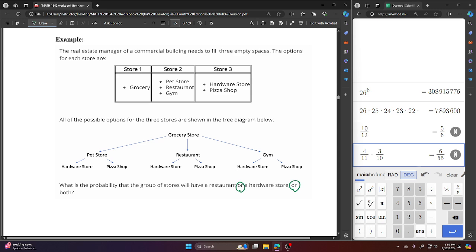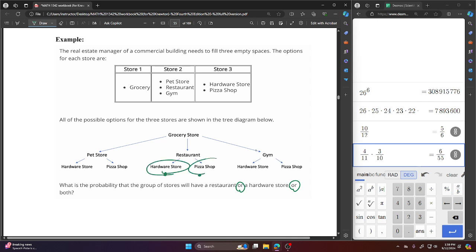Right? So, yeah, we're going to be adding, exactly. So let's understand how this will work. I got restaurant or a hardware store or both. So I'm going to look for anything that has a hardware store. Let's start. No restaurant here. This has a restaurant. Both of these actually have a restaurant, don't they?